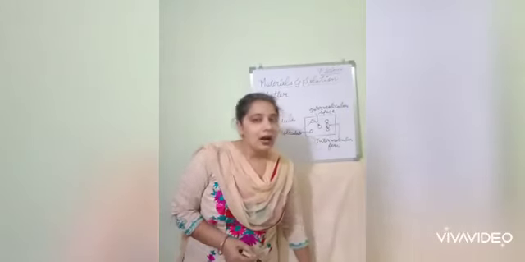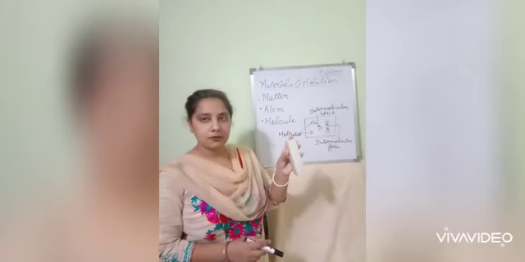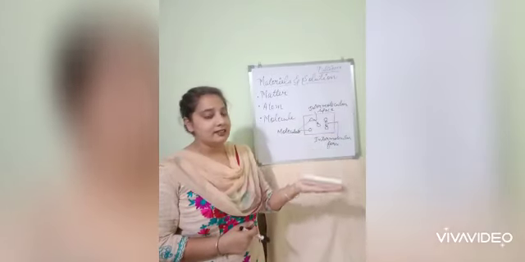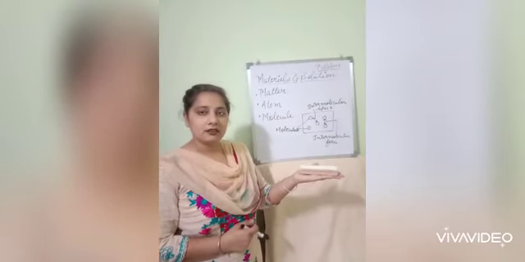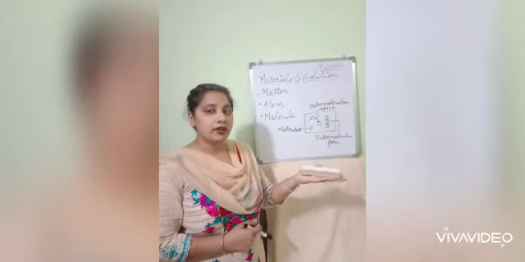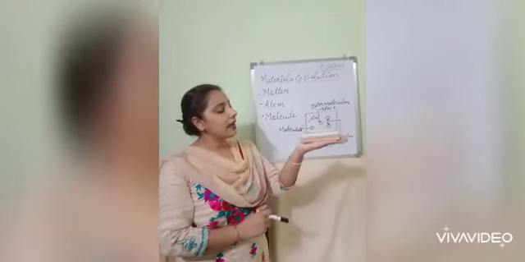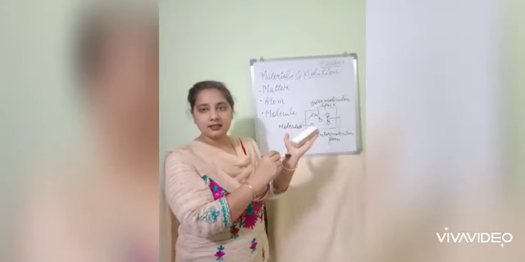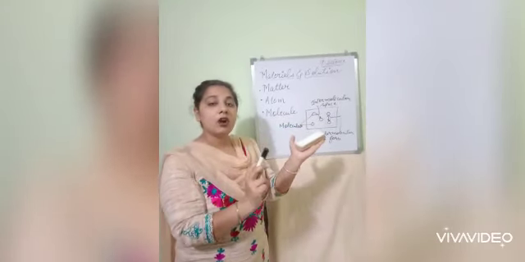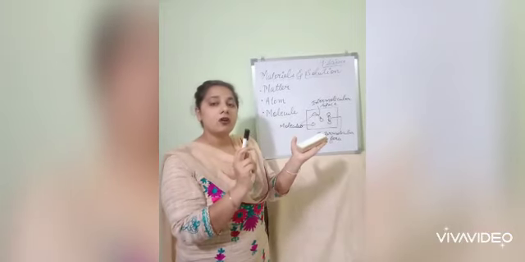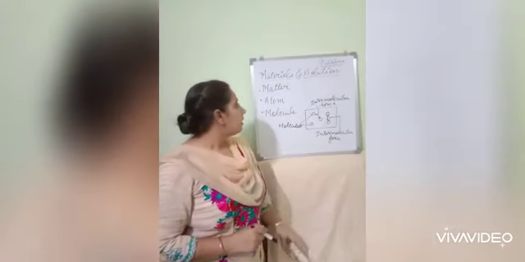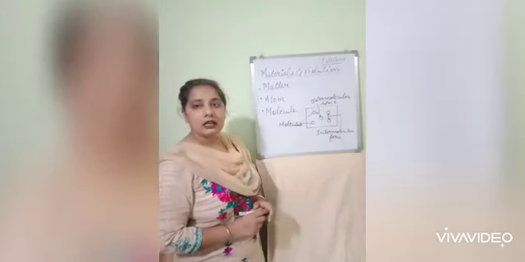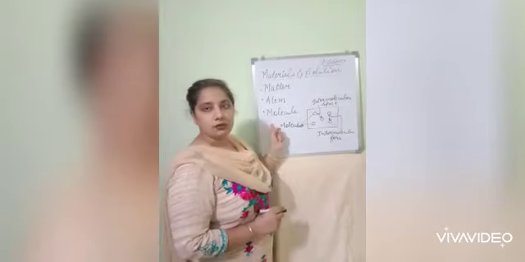For example, I have this duster. When I place this duster on my hand, I feel some weight. It means matter has weight. And placed on my hand, this much space is occupied by the duster. It means matter has what? Volume and occupies space.